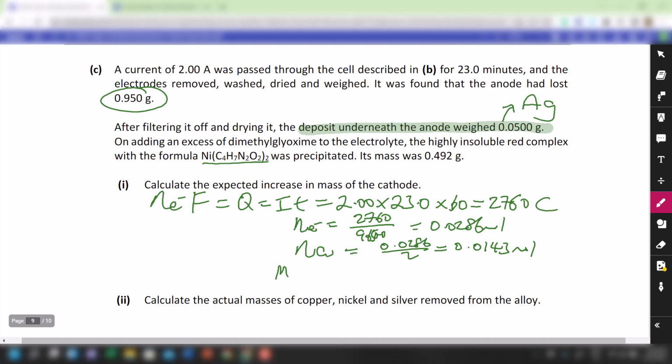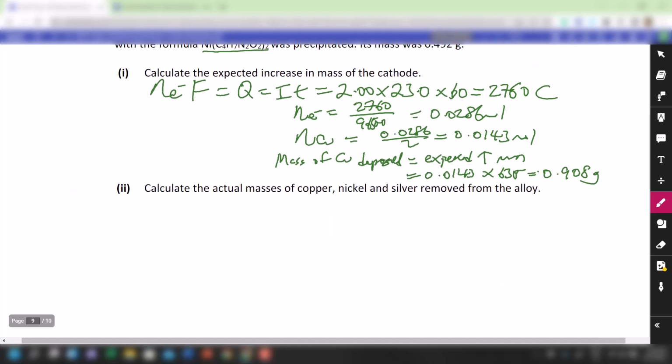So mass of Cu deposited equals the expected increase in mass. That will be 0.0143 multiplied by the relative atomic mass, that's 63.5. From there I'm going to get 0.908 gram. Then for part 2, we are supposed to calculate the actual masses of copper, nickel, and silver removed.